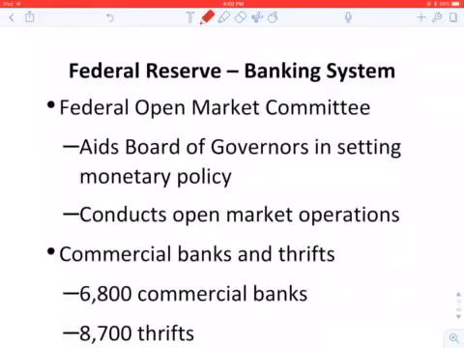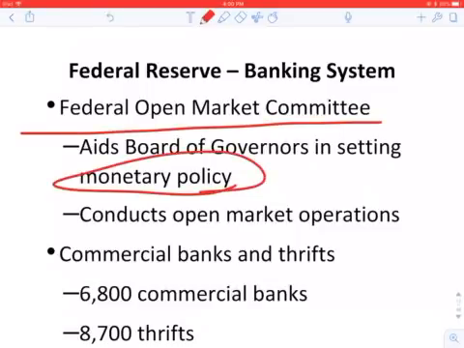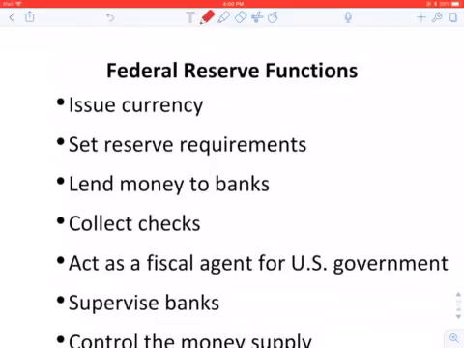So, the Open Market Committee is very important. They set monetary policy by conducting open market operations, and we'll go into that in a great deal of detail in the future. Okay, these numbers are changing as well. Like I said, these becoming more popular, that's becoming less popular. So what does the Federal Reserve do? It issues currency. It doesn't print it. The Treasury does the printing. It sets the reserve requirement, which is what percentage of the total amount of money in a bank that the bank needs to keep on hand.